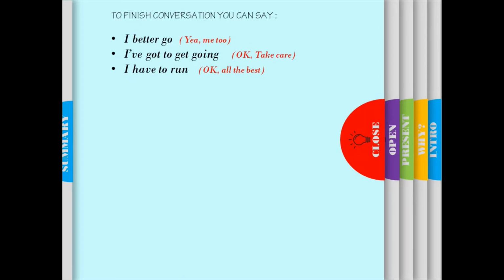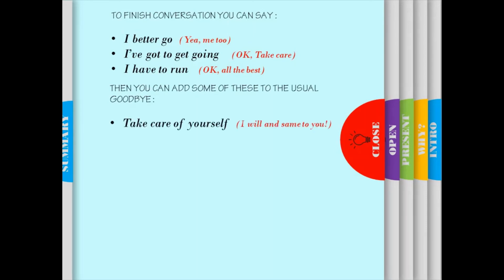So let's look at the first tip to close the conversation like a native, which is to wish the person well. Here we have a great way to wish the person well. We can say, take care of yourself. I will, and same to you. Another one to wish the person well, all the best.